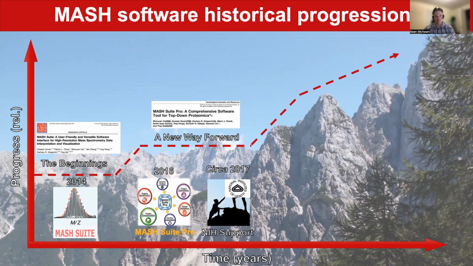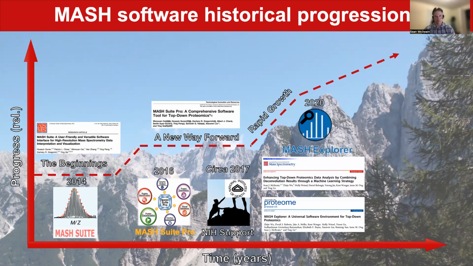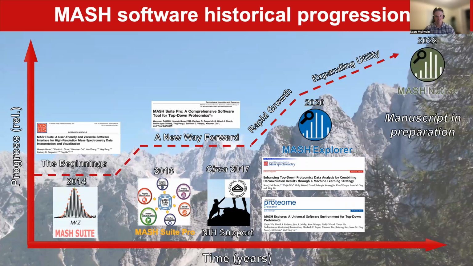Around 2017 to 2018, we received NIH support to further improve the software by extending the number of raw data formats supported and data analysis algorithms provided. In 2019, MASH Explorer was released, which provided a universal software environment that supports many more algorithms. In early 2022, MASH Native was released, providing further functionalities to process native mass spectrometry data. We continue to improve upon MASH Native to make it more comprehensive and usable for the top-down proteomics community.